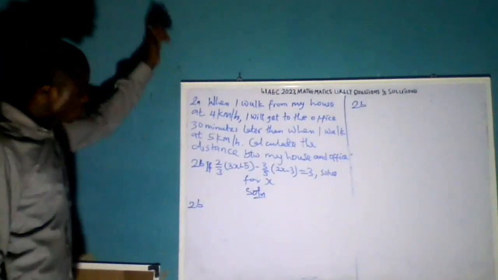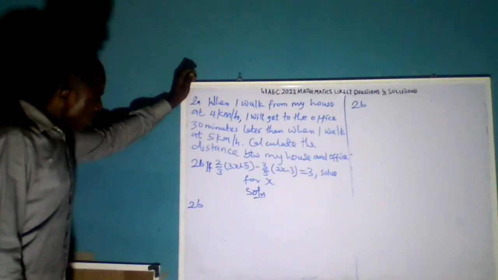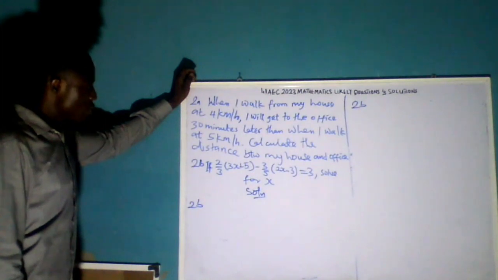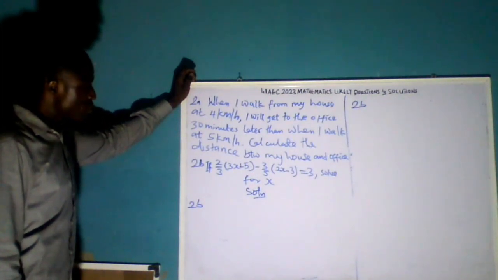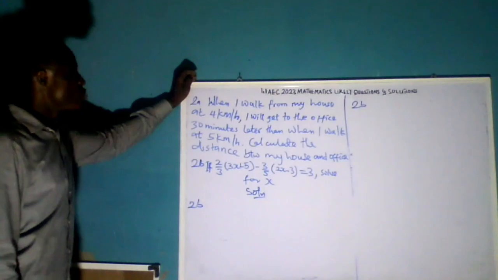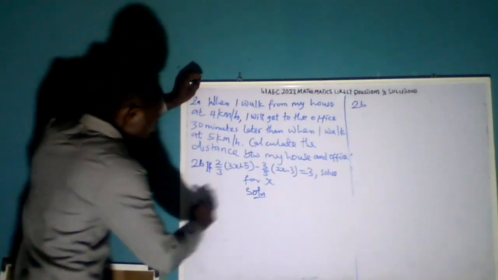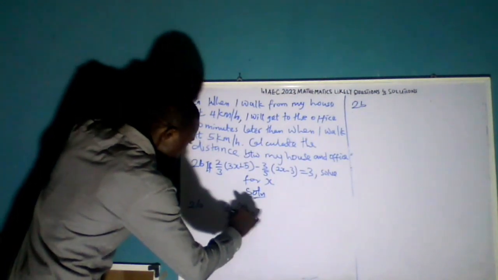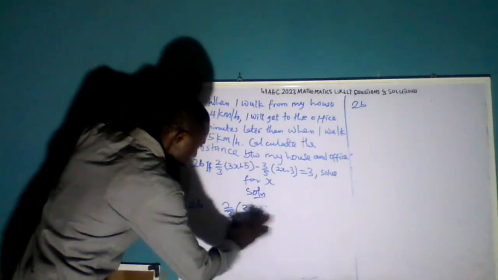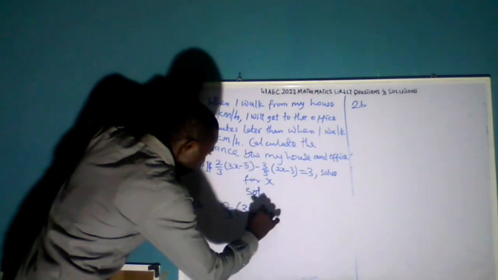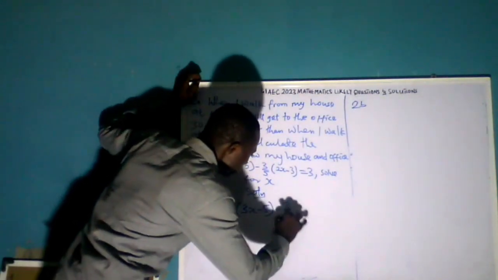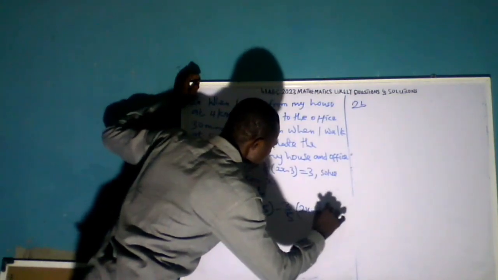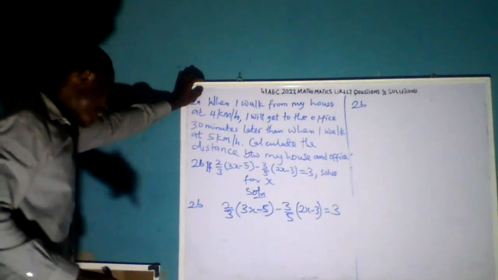Now let's take question number 2b. Here we are given 2 over 3, open bracket 3x plus 5, close bracket, minus 3 over 5, open bracket 2x minus 3, close bracket, equals 3, and we are asked to solve for x. Okay, so let's have the solution. Okay, we have to find x.